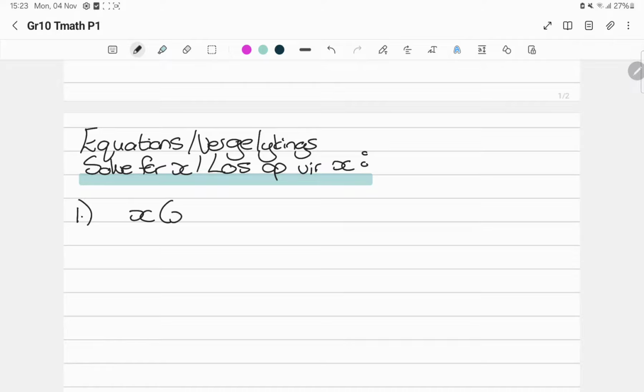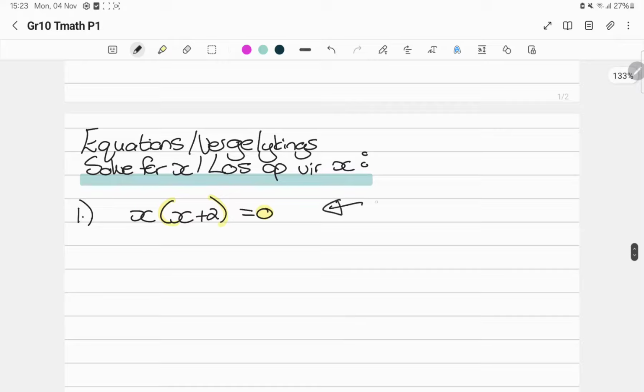Let's say x bracket x plus 2 equal to 0. So when your two terms or whatever you have is already in brackets and your right hand side is equal to 0, it means that this equation has already been factorized. Okay? Meaning you have to do nothing fancy. Alright? It's not necessary to multiply out your brackets because I've already factorized it for you.